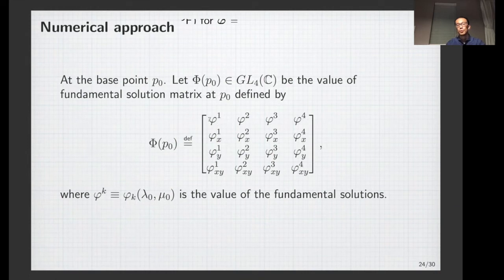By using this definition, phi upper k is defined by phi k at lambda 0, mu 0. This is the value of the fundamental solutions given by Toshimasa Ishige. And by taking the x derivative, y derivative and xy derivative of the fundamental solution, we have a rigorous inclusion of the fundamental solution matrix at the base point, by using the power series formula.